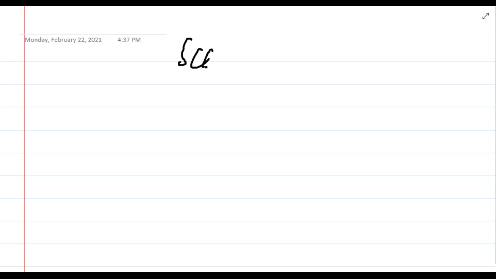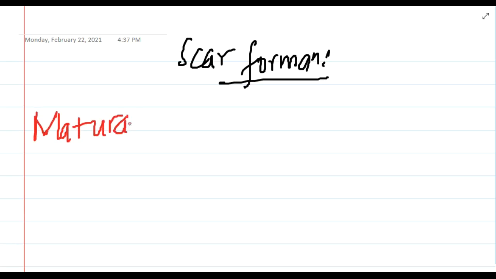Hello friends, let us now learn some important points about scar formation. We have already seen some important points about scar. It mainly occurs in the maturation phase of wound healing. Here you will see that there is collagen deposition, and there will be contraction of the wound.